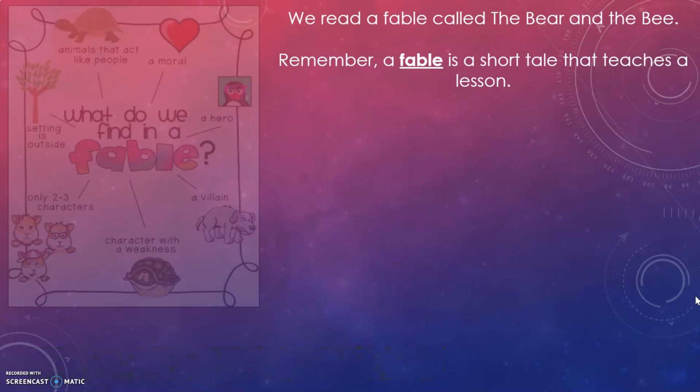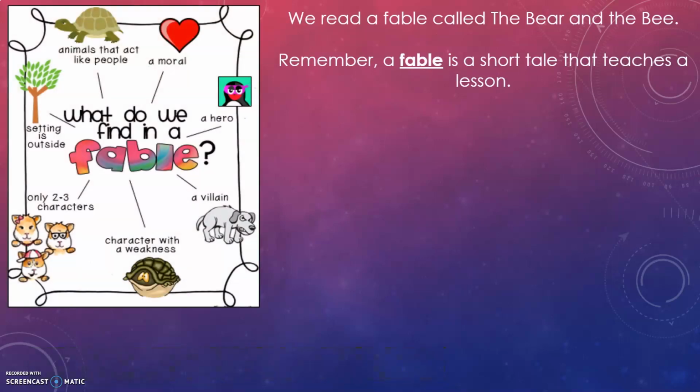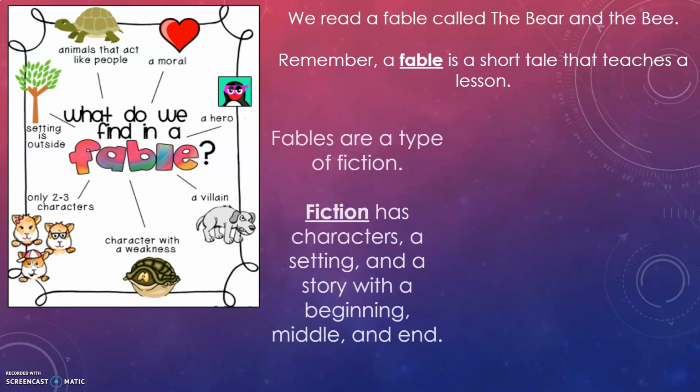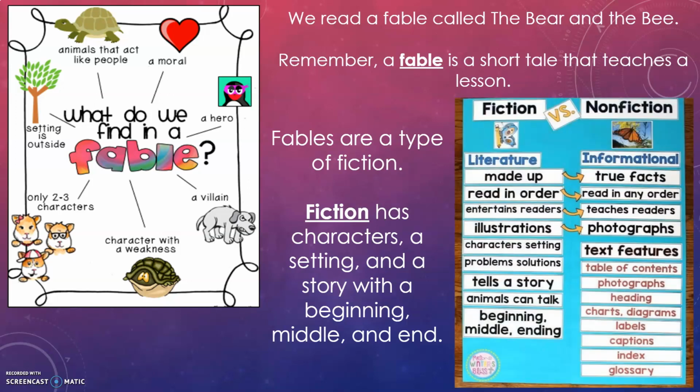We read a fable called The Bear and the Bee. Remember, a fable is a short tale that teaches us a lesson. Fables are a type of fiction. Fiction has characters, a setting, and a story with a beginning, middle, and end. Remember that fiction and nonfiction are like opposites. Fiction stories are made up, and nonfiction stories have true facts.